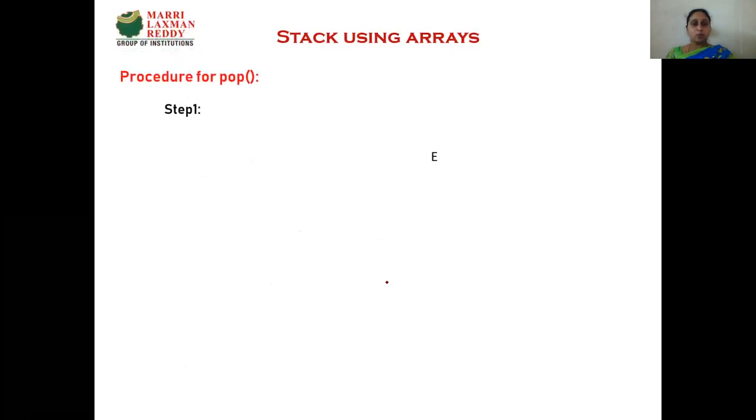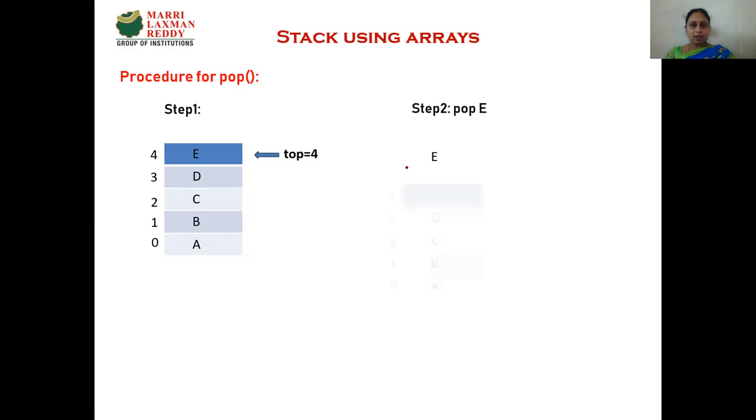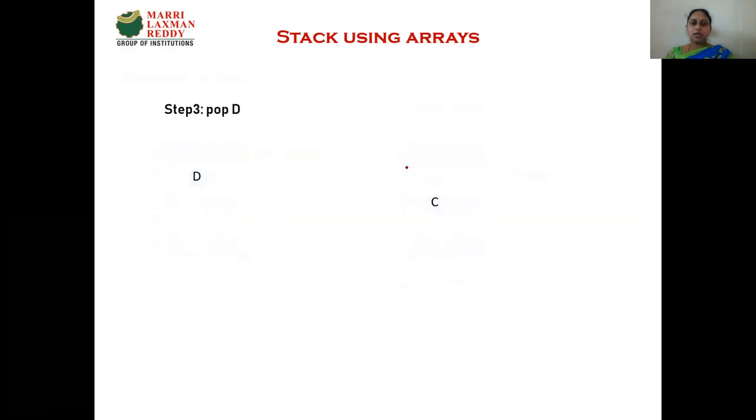And what is the procedure for pop operation? Consider the same example which we have taken for the push. Now, here we have 5 elements, that is A, B, C, D, and E, and top is pointing to the top element of the stack. Now, I want to pop the element E from the stack. In that particular case, first it is going to remove the element E and top will be decremented. Now top becomes 3. In a similar way, if I want to pop the element D, first remove the element and I am going to decrement the top.